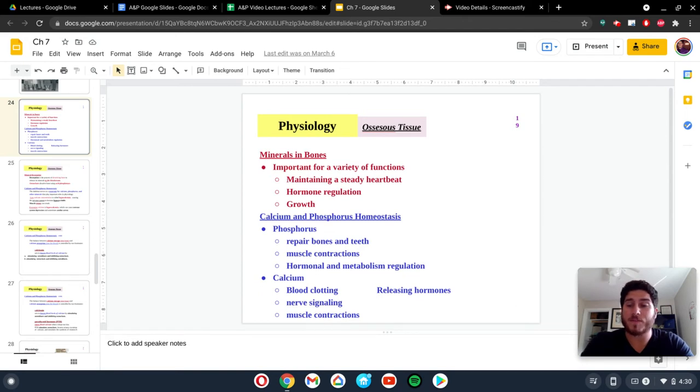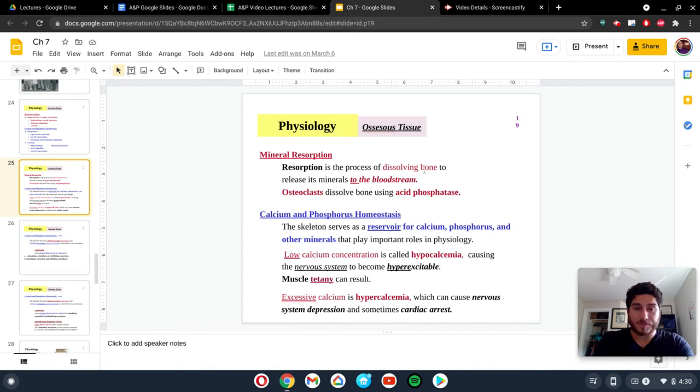Phosphorus is extremely important for a few reasons: repair of bones and teeth, muscle contractions, hormones, and metabolism regulation. Not only that, we have our calcium, which is important for, again, a multitude of things: blood clotting, hormone release, nerve signaling, muscle contractions. These are all extremely important things to keep in mind when we're looking at the minerals found within our bones.